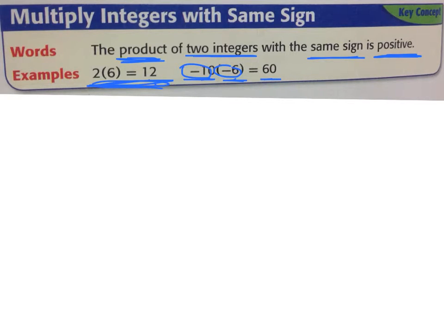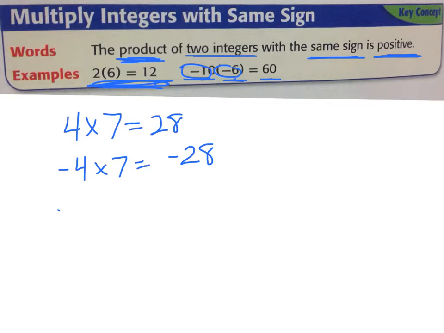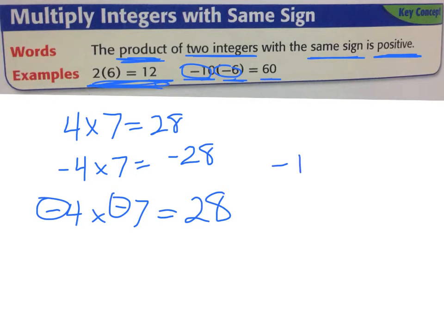So if I had 4 times 7, obviously you know that's 28. Same sign. If I had -4 times 7, that would be one negative, one positive, it would be -28. If I had -4 times -7, same signs, it's going to equal 28. So -10 times -6 would equal 60.